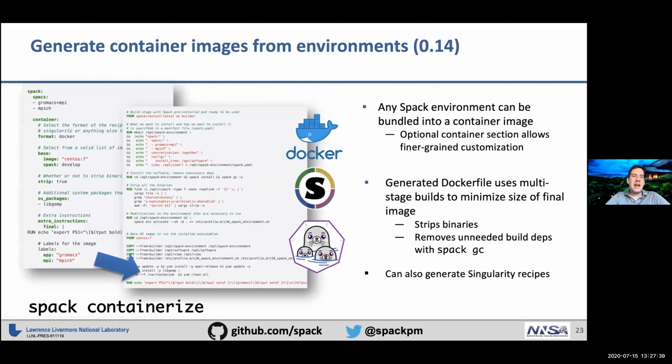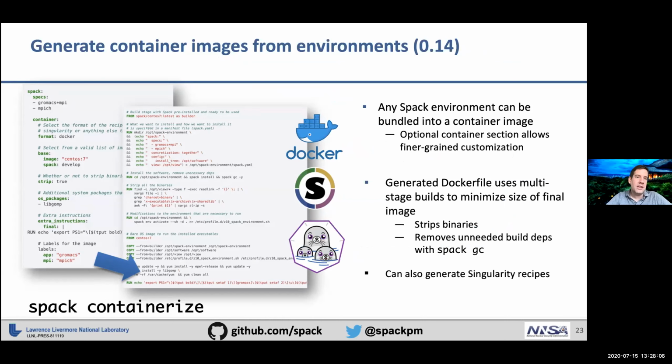So in addition to that, we've been expanding environments. One of the features that we added for 0.14 was the ability to take a Spack environment like this, where you have a list of specs like Gromacs plus MPI and MPICH, and generate from that a multi-stage Docker recipe. So you can pretty much take any environment. You don't have to specify all this container stuff that I'm showing here. You can take any environment and say spack containerize with the environment activated.